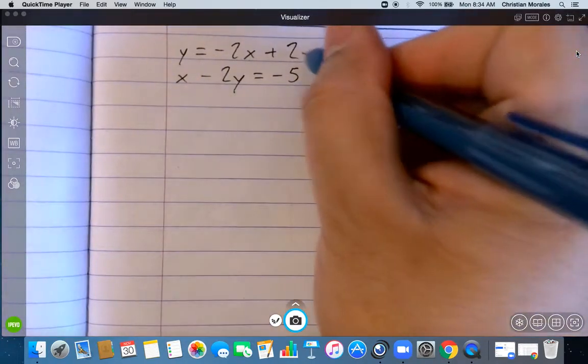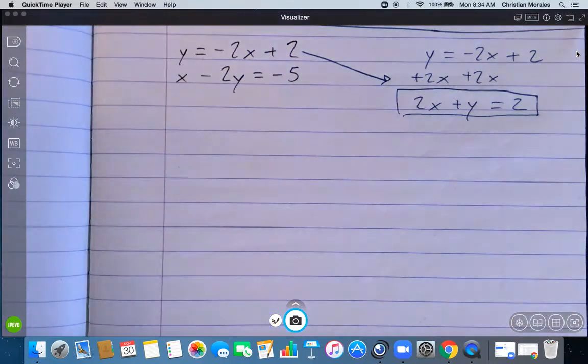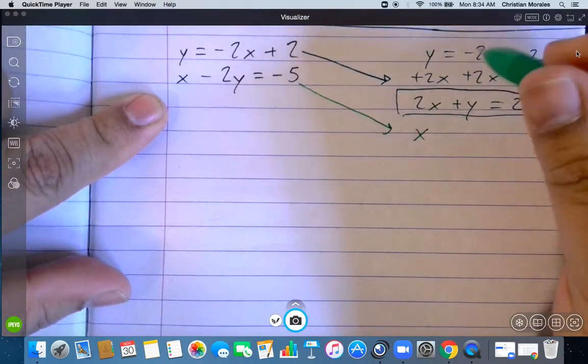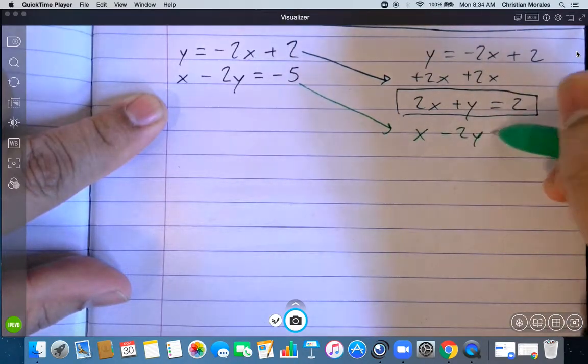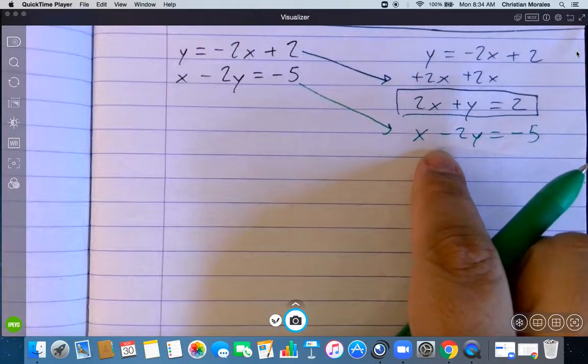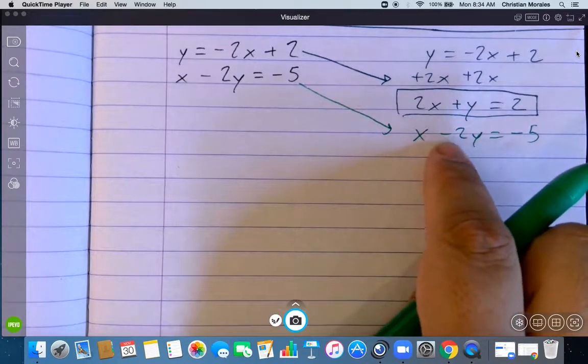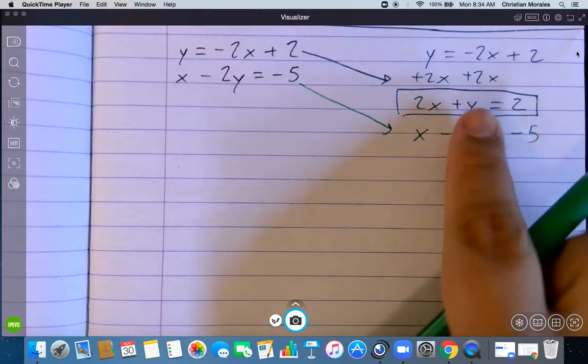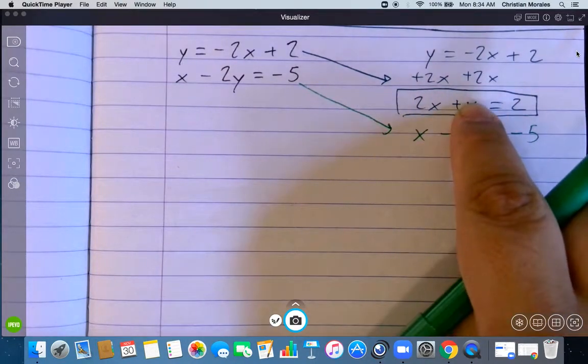The top one is now this. I'm going to leave the bottom one the same. So these are the two problems I have. Now, what do I want to eliminate? I could put a 2 here, but I have to multiply the whole thing by negative 2, or I can eliminate the y. What number do I need here?